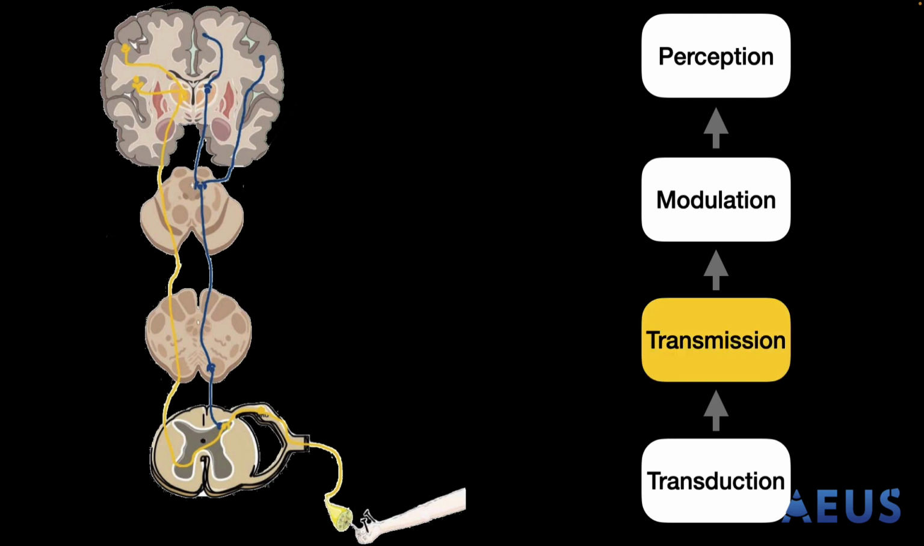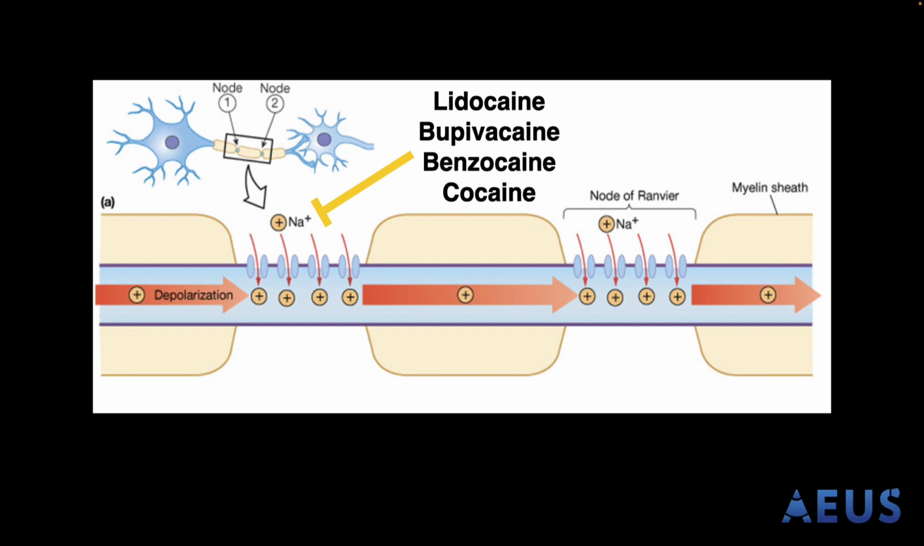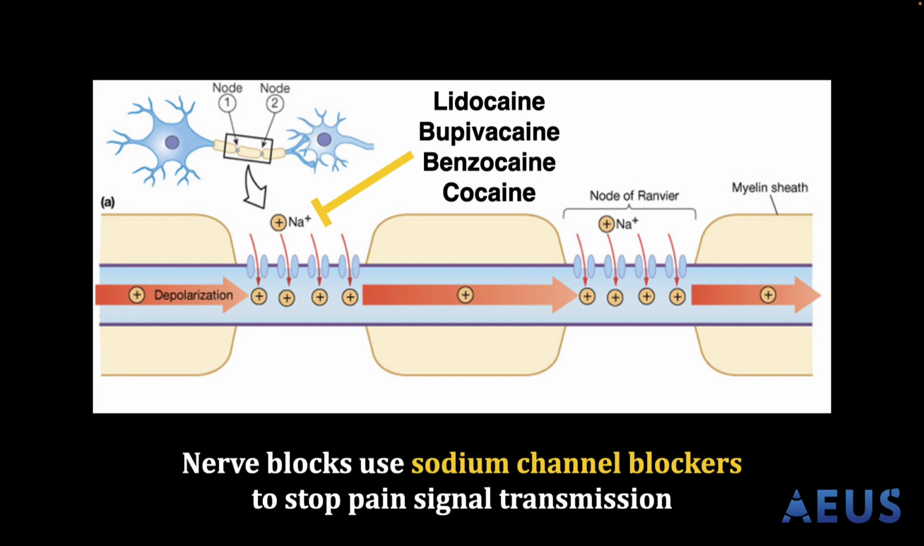The goal of a nerve block is to stop transmission of that pain signal from the periphery so a patient never perceives pain at all. We do this by using sodium channel blockers, which interrupt the saltatory signal transmission. You'll likely recognize many common local anesthetics as sodium channel blockers, including lidocaine, bupivacaine, benzocaine, and of course, cocaine. So, nerve blocks work by using sodium channel blockers to stop pain signal transmission.